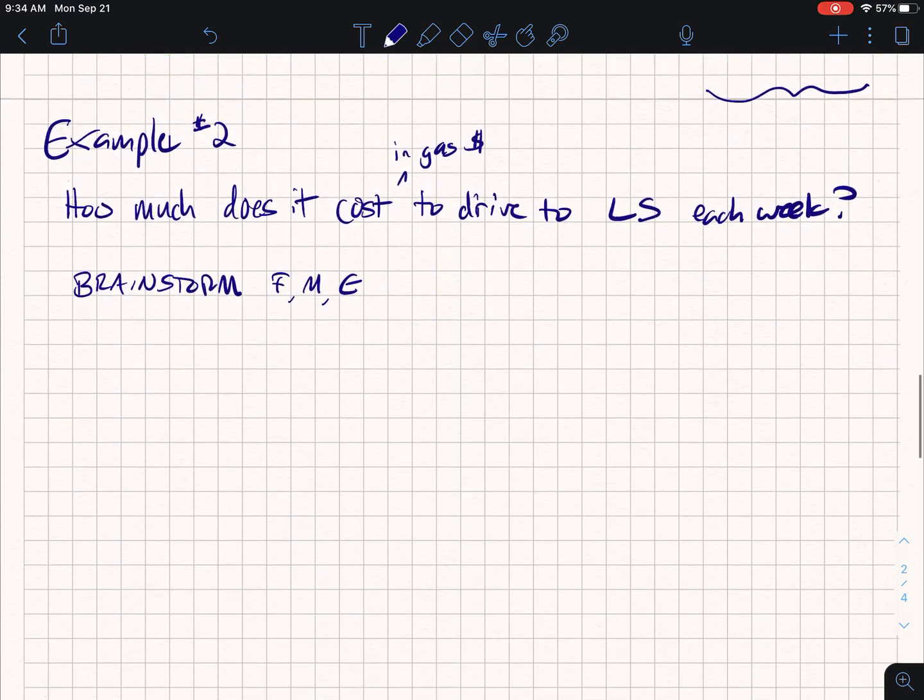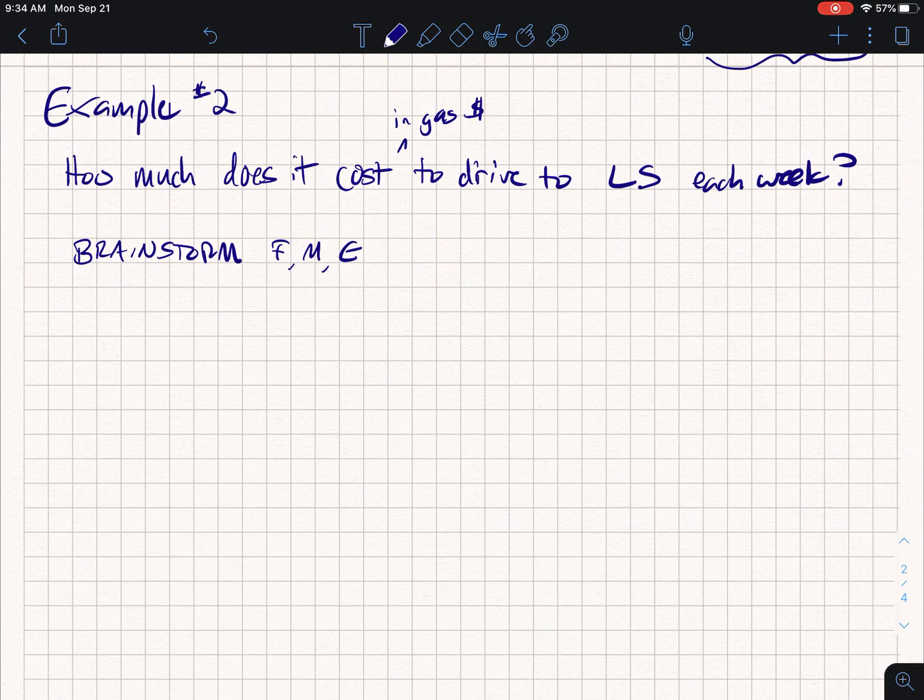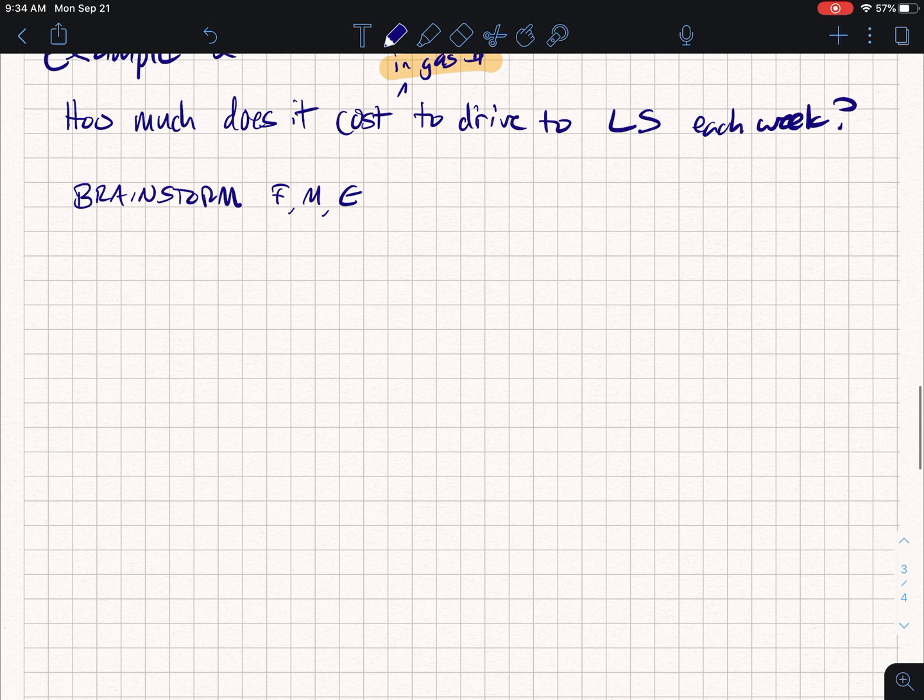All right, I'm going to try one more example with you guys, and it goes like this. How much does it cost me, the gas money, how much do I spend on gas to drive to LaSalle in a week? Well, we're going to start by listing out all the different facts that might matter on here. One thing I know is that in 1 week, I drive to LaSalle twice. Mondays, Tuesdays, and Wednesdays, I stay home. Thursdays and Fridays, I go into school.